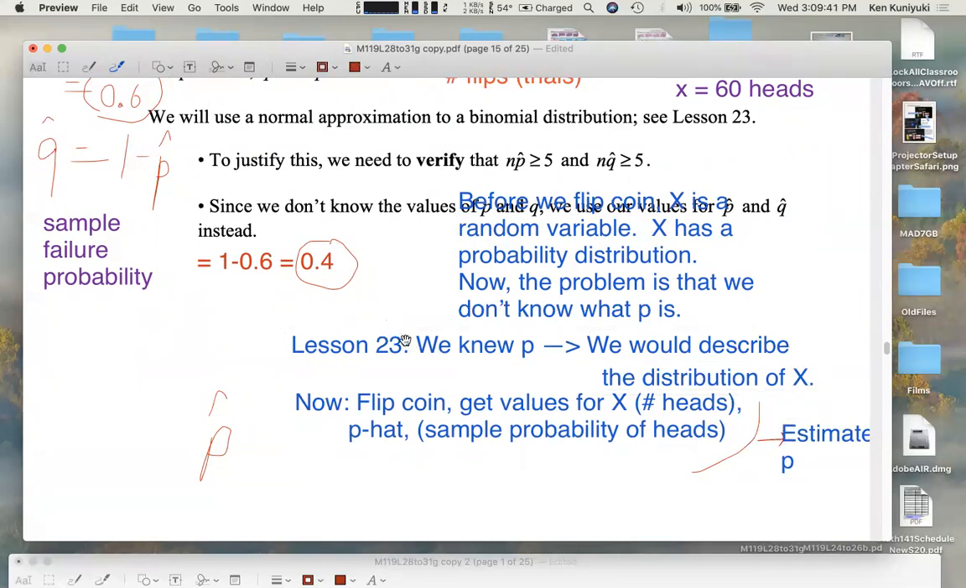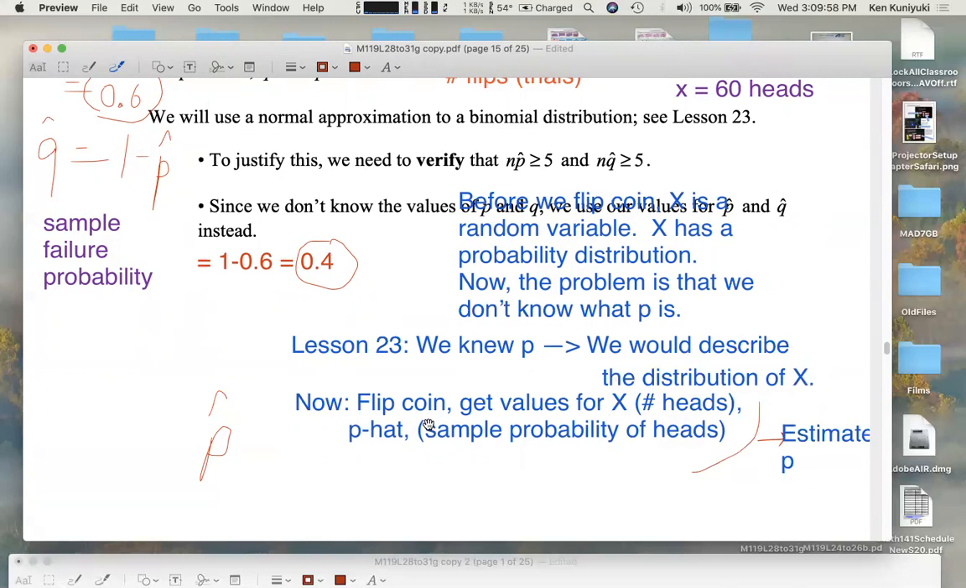Before, we assumed we knew what P was. For a fair coin, P is 0.5. And then we would basically try to describe what's going to happen in our sample. What will be the number of heads that we get? We can describe the distribution as a binomial distribution. But now we're going to do the reverse.